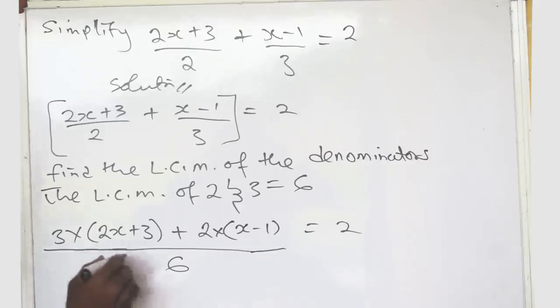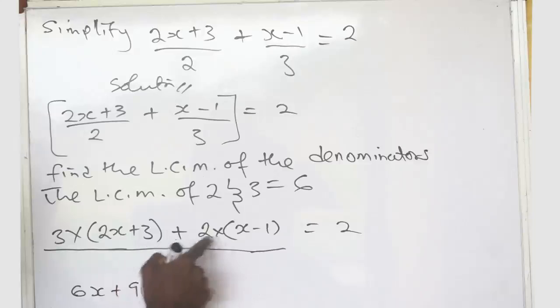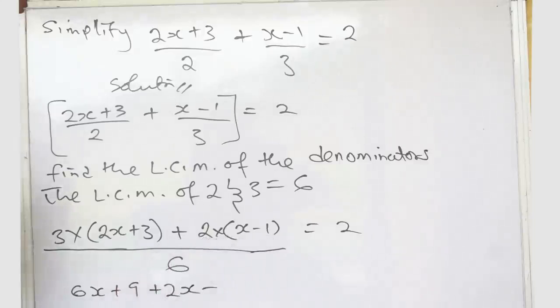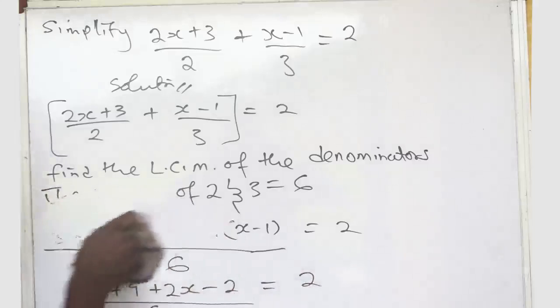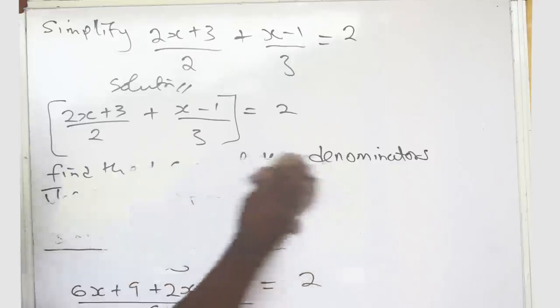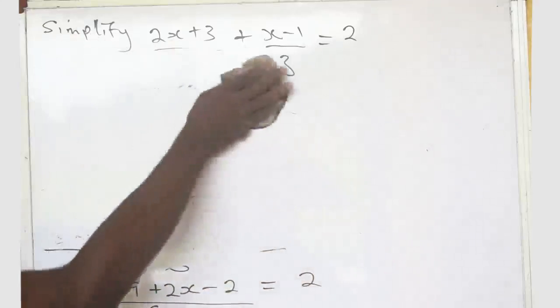6x plus this times is 9. This times this, we have plus 2x. Plus times minus is minus. 2 times minus 1 is nothing but minus 2. So all over 6 will be equal to 2. So let me clean up the top. I should clean up the top so that I'll have more room to solve more.